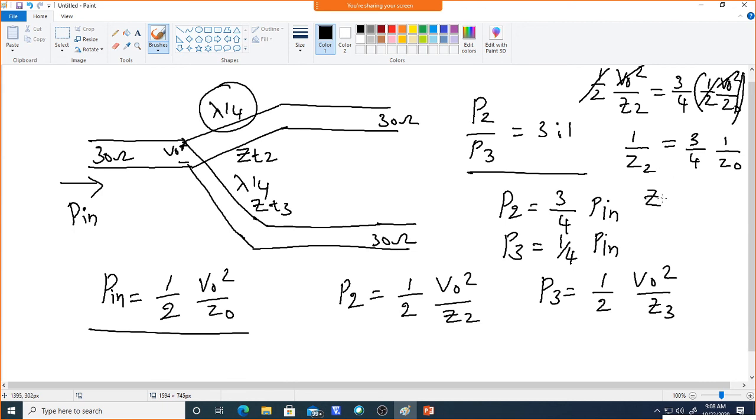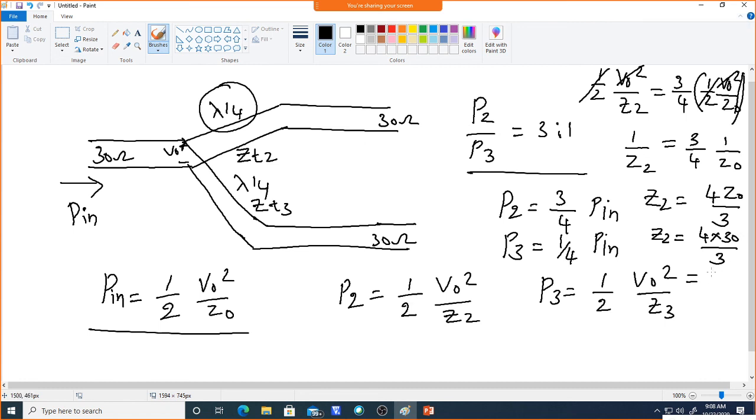Now what is the value of Z2? Z2 is 4 Z naught by 3. We know the characteristic impedance is 30 ohm. So what is the value of Z2? It is equal to 4 into 30 divided by 3. So what is the value of Z2?